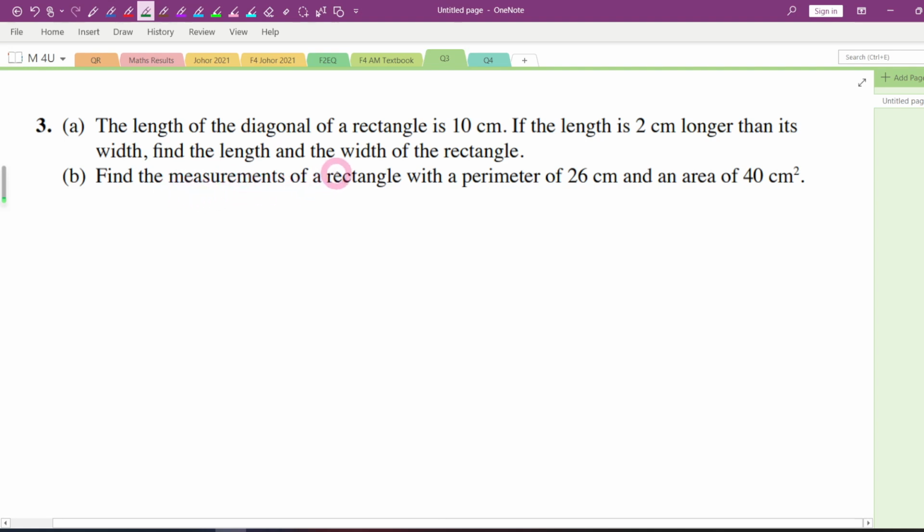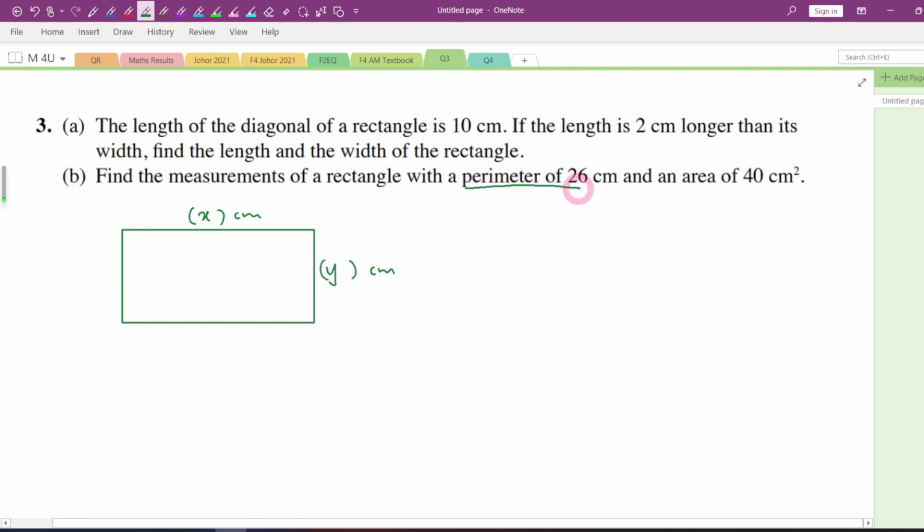Find the measurement of a rectangle with a perimeter of 26 centimeters and an area of 40 square centimeters. So find the measurement means that you want to find the length and the width of the rectangle. Or sometimes you see the question, find the dimension of the rectangle. Okay, now let me draw a rectangle for you first. I don't know the length, I just let it be x centimeters. Okay, I put a parenthesis here so that you won't get confused. So this is y centimeters. Now the length is x centimeters, the width is y centimeters.